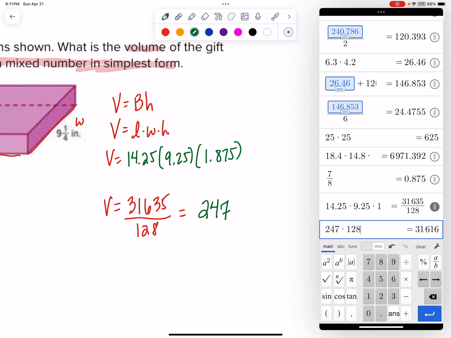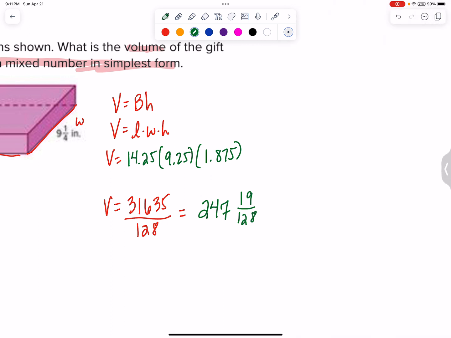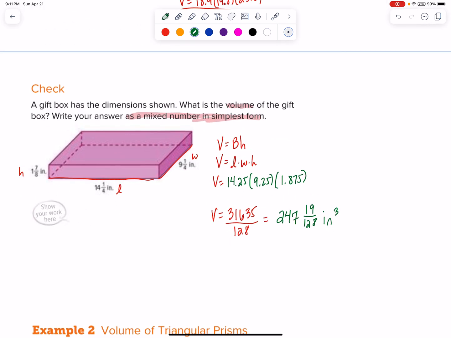So let's see, 635 minus 616. We'll see what the leftover is. Okay, so 19. So 247 and 19/128ths. And that is inches cubed. Okay, all right, so there is our official final answer there.